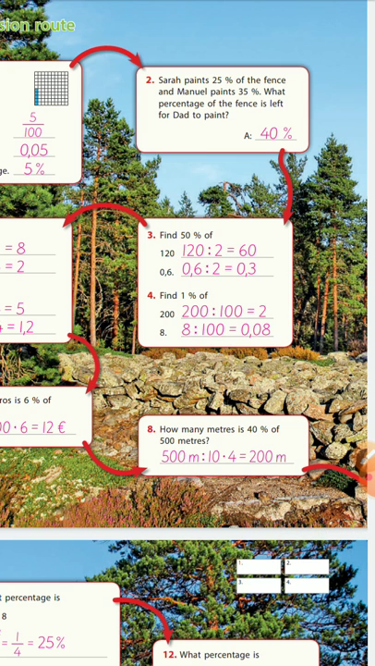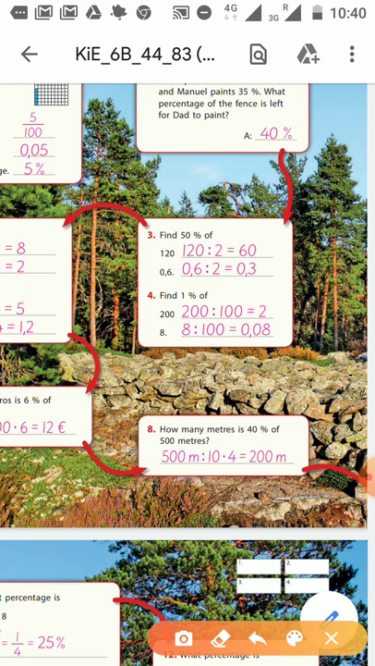Going on to question 3 over here. So you've got 50% of 120. All you've got to do is half it. So what they've done here is 120 divided by 2, which is 60. 50% of 0.6, again, just half it. That's going to be 0.3 there as well.